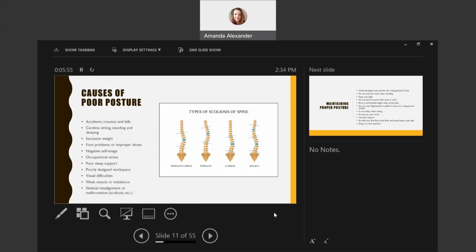Causes of poor posture: accidents, traumas, and falls. Careless sitting, standing, or sleeping. So, for instance, sitting with your legs crossed, standing with bowed legs, or sleeping on your side can cause problems with posture. Excessive weight, foot problems or improper shoes, occupational stressors, poor sleep support, poorly designed workplaces, visual difficulties, weak muscle or imbalance, skeletal misalignment, or malformation.